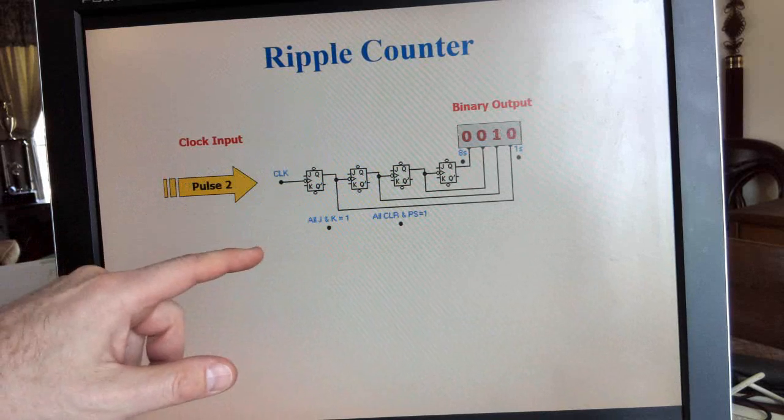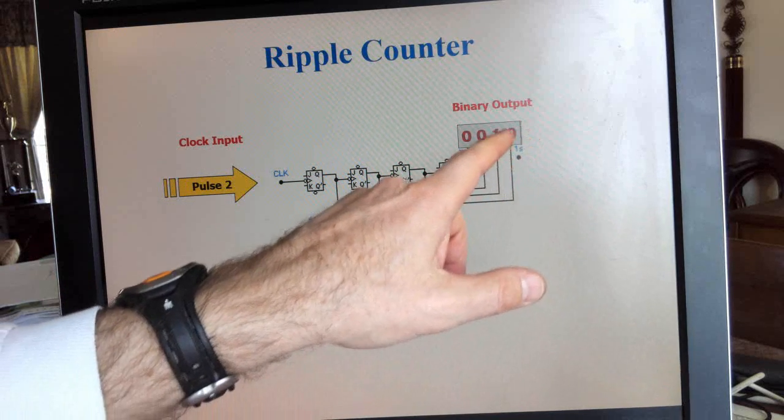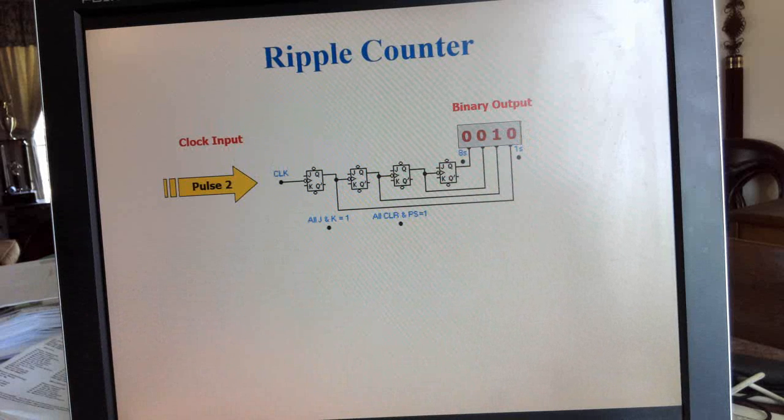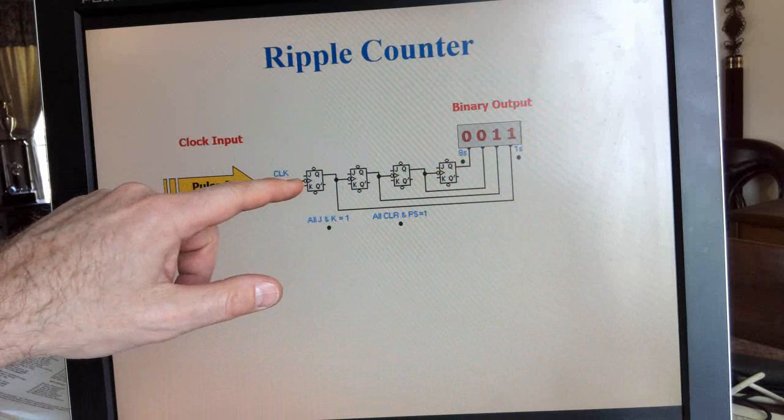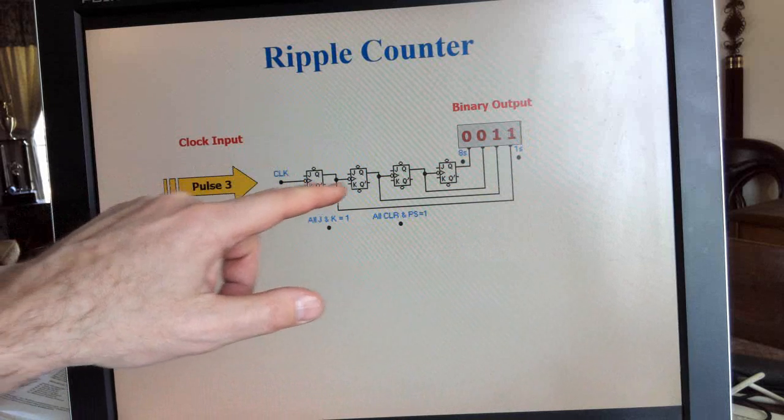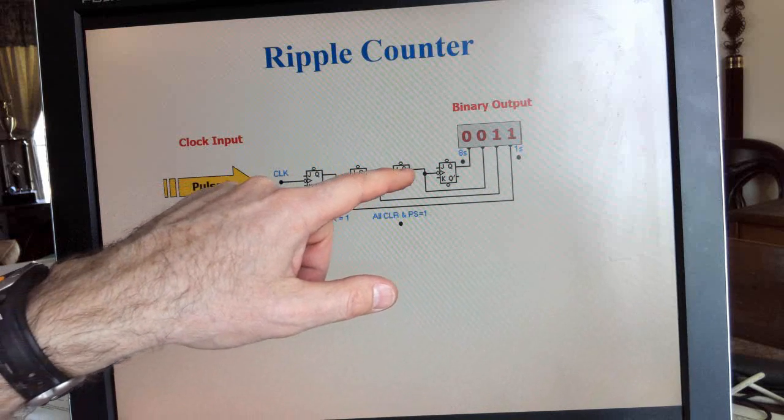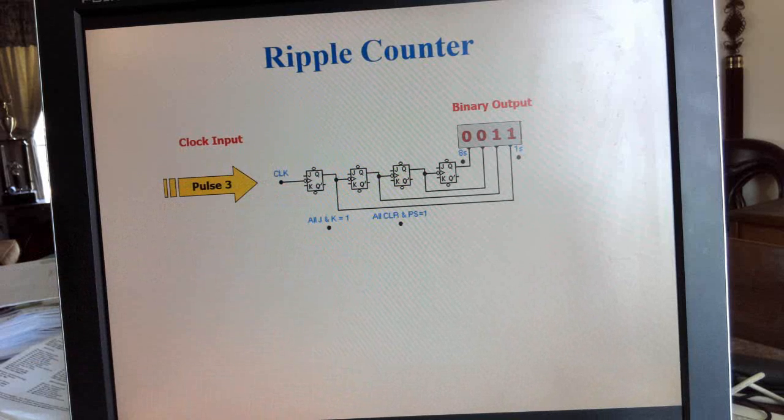Second pulse comes in, it toggles this one. This guy goes to a 0. Now this guy's gone to the 1. Next input. So again, this guy is flipping between a 0 and a 1. This one is flipping between a 0 and 1. This one will go to a 0 and a 1.